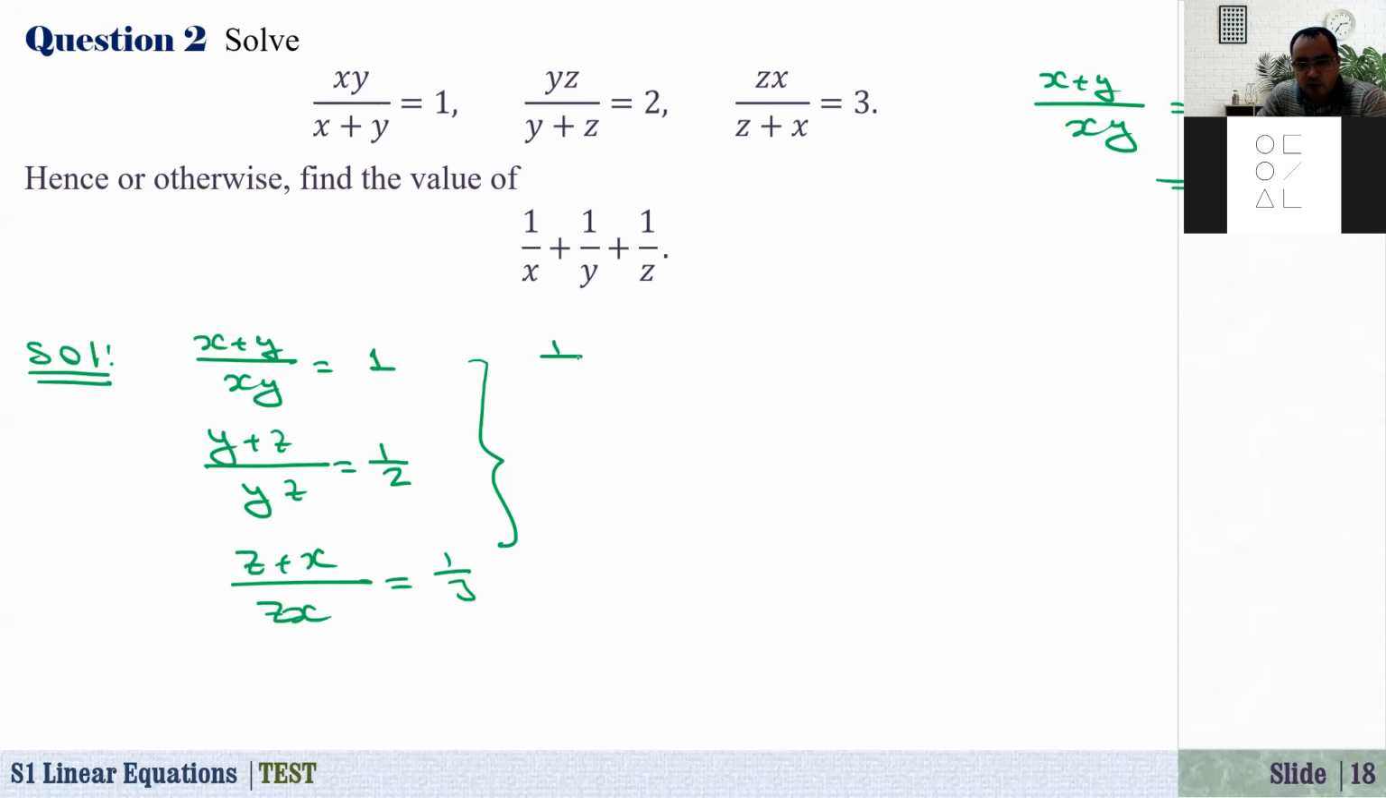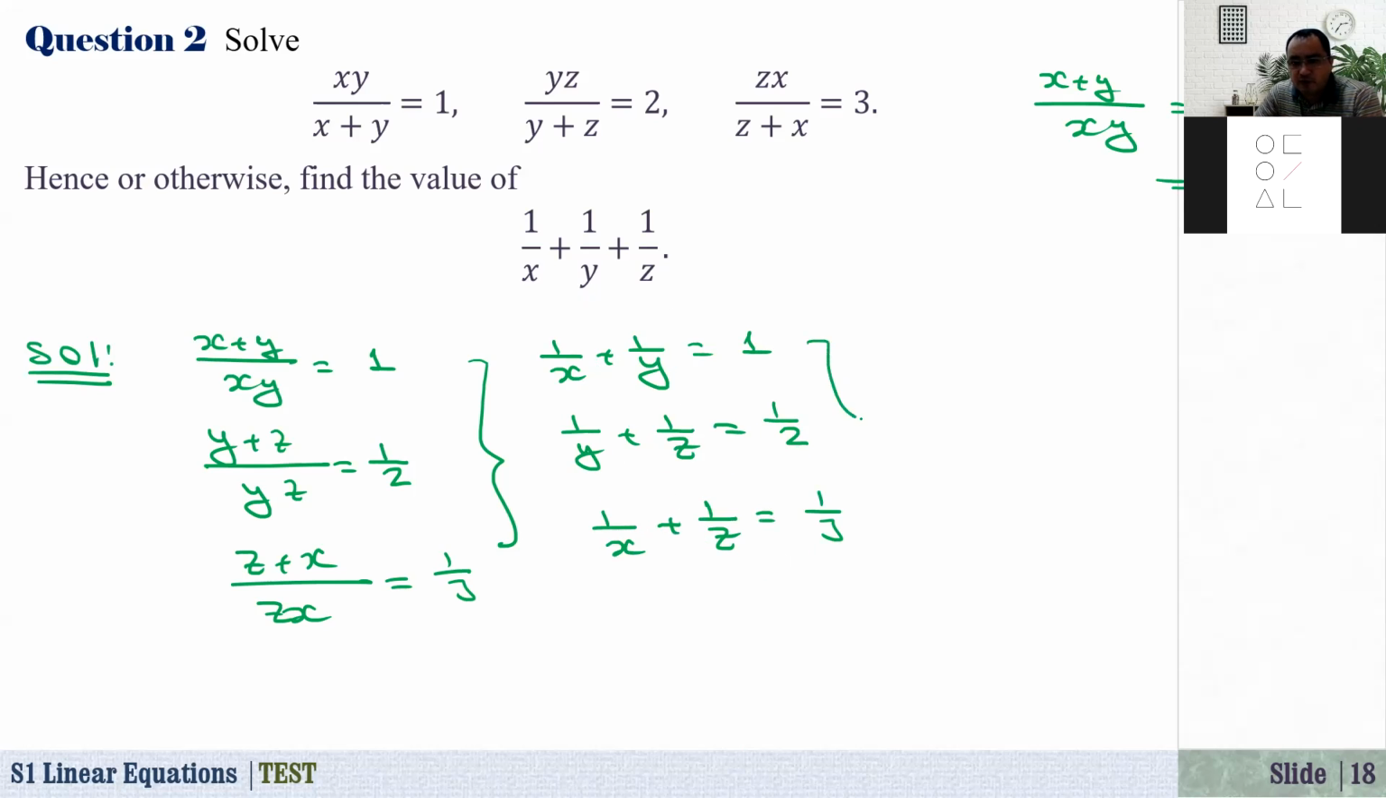So the first one equals 1 over x plus 1 over y, that's equal to 1. The second one is 1 over y plus 1 over z is equal to 1 over 2. And the third one is 1 over x plus 1 over z, that's equal to 1 over 3. So 1 over x, 1 over x, 1 over y, 1 over y, 1 over z. So if you just add them together, what do we have here? 2 times 1 over x plus 1 over y plus 1 over z.